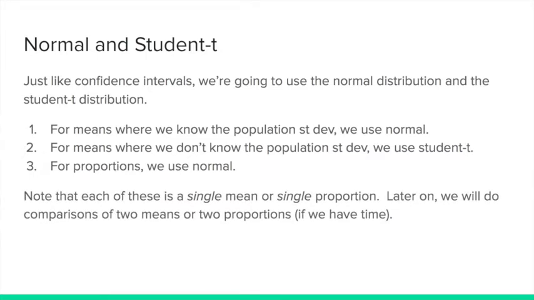But before we do, there is one thing I should point out. This all assumes that we're dealing with single means or proportions. Later on, if we get to Chapter 10, which I think we will, we'll talk about comparing two means or comparing two proportions in two different populations. None of that is happening yet, though. All of this assumes that we're dealing with single values.